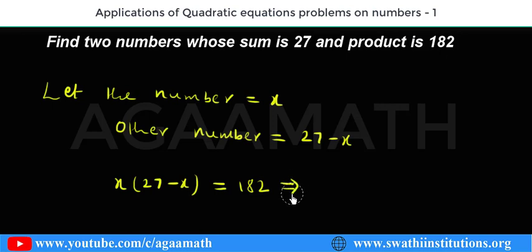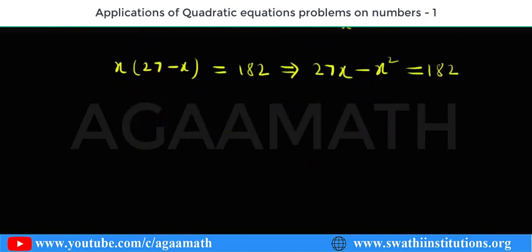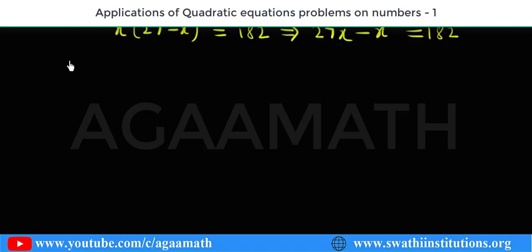182. If we simplify more, x into 27 is 27x, x into minus x is minus x square, equals 182. Now I would like to write this into the standard form of a quadratic equation. So when I write this into the standard form, what I get is x square minus 27x plus 182 equals 0. Now we have to find the roots for this quadratic equation.